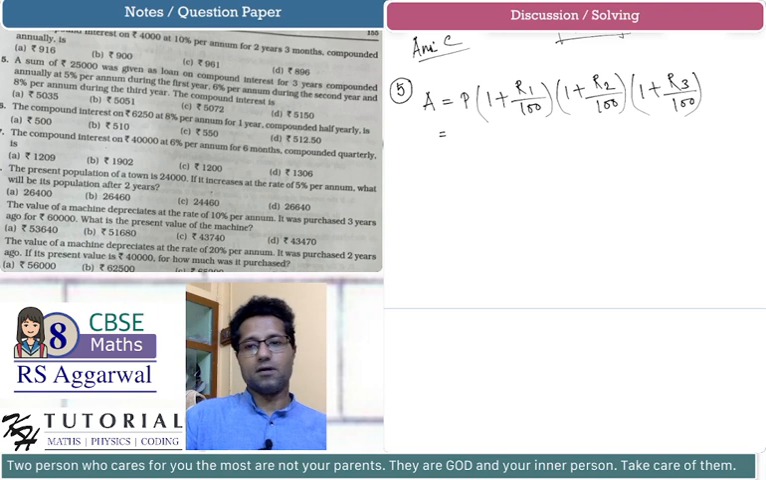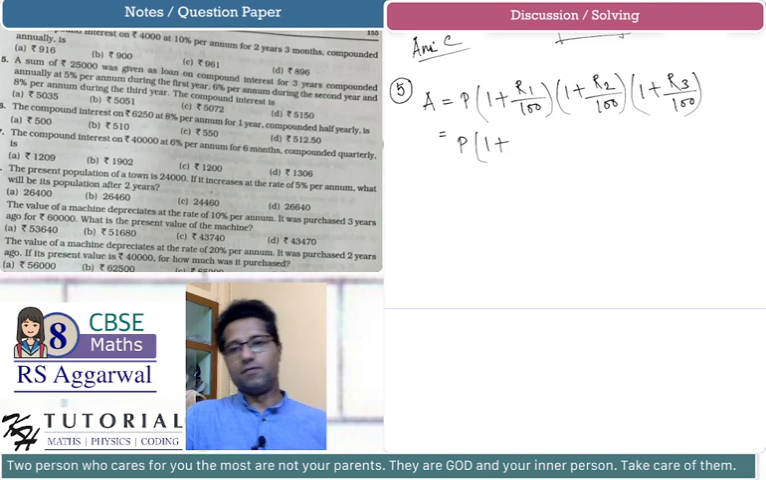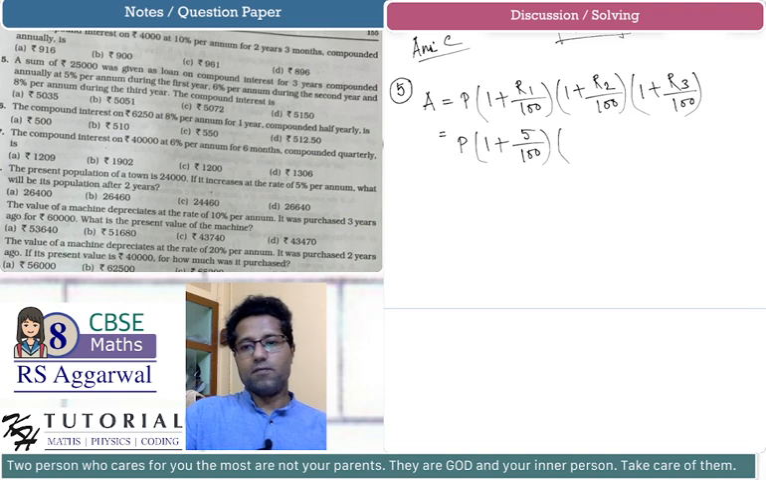compound interest, but first, this is the formula for amount. So the amount is P multiplied by 1 plus, what is R1? R1 is the rate of interest per annum for the first year, which is 5 by 100. 1 plus R2, R2 is the rate of interest per annum for the second year, which is 6. And finally, R3 is given to be 8.